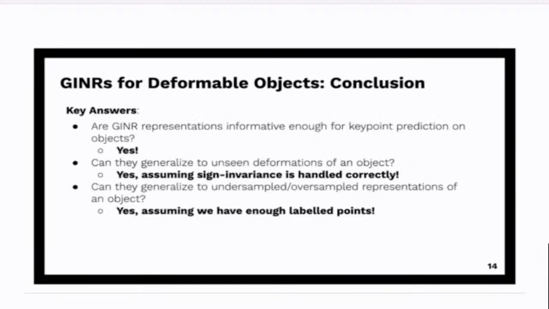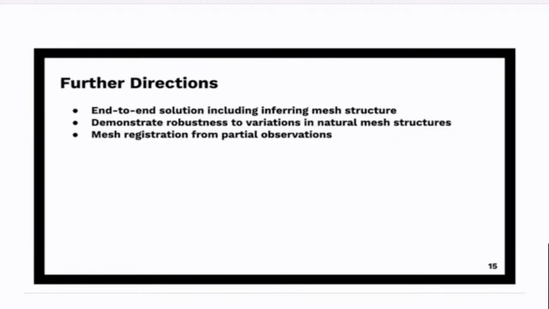In summary, we show that GINRs are useful for learning implicit representations on deformed objects due to their natural invariance properties. We see that they are able to generalize to some variations, but have improved robustness when trained on various mesh perturbations. In the future, we would like to extend the study by investigating how our model performs on meshes which are inferred from unstructured point cloud data.